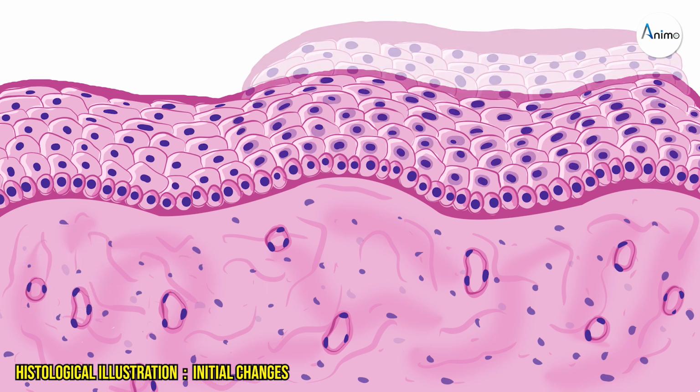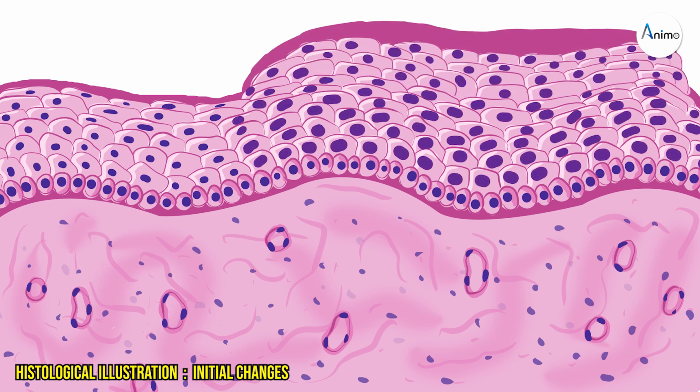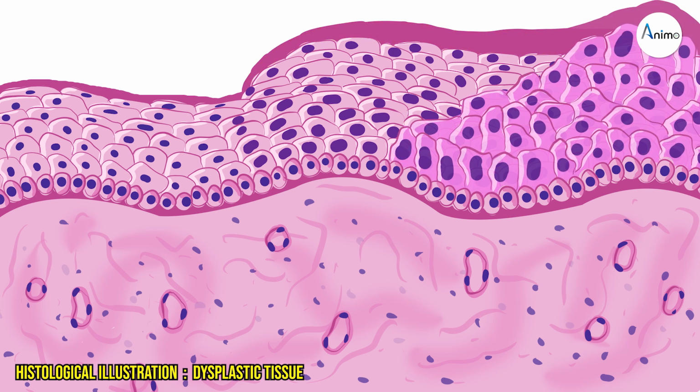And here you see these are the initial changes, which are hyperkeratosis and acanthotic changes. There is a considerable amount of hyperplasia of layers of cells. This is acanthosis, and there is an increased amount of keratin deposition in this epithelium. So this is hyperkeratosis. So our next change is dysplastic changes.